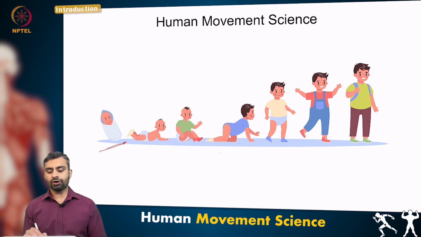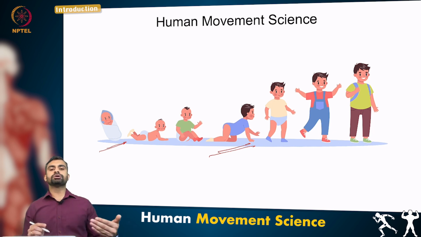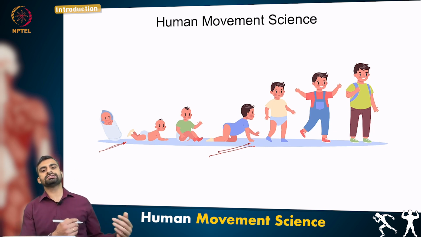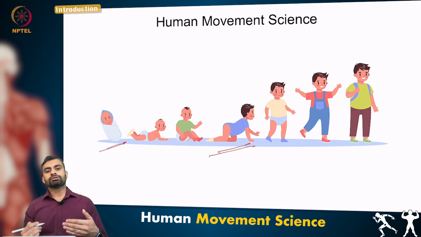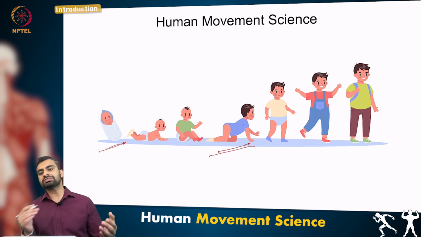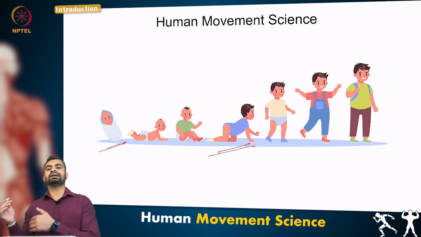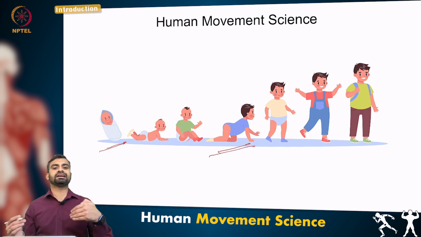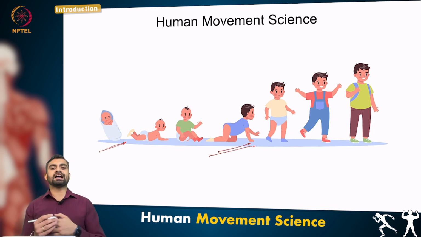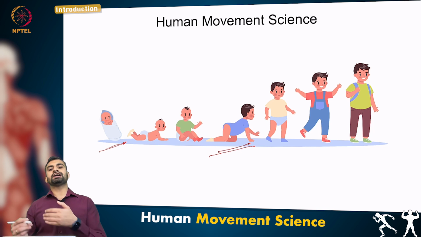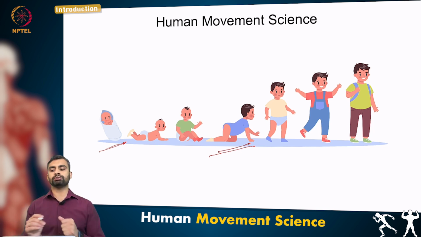Slowly, when we start walking on our limbs, our parents, family members and friends observe our movements, specifically in a qualitative way. Once we start going to school and participating in sports, that is the time when we actually start to understand the applications of human movement science.